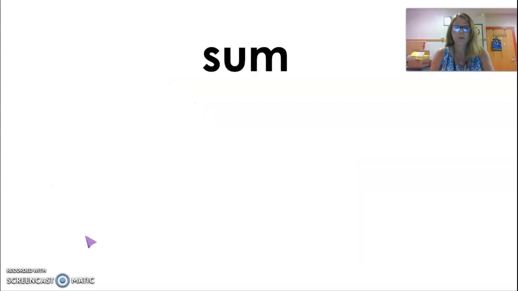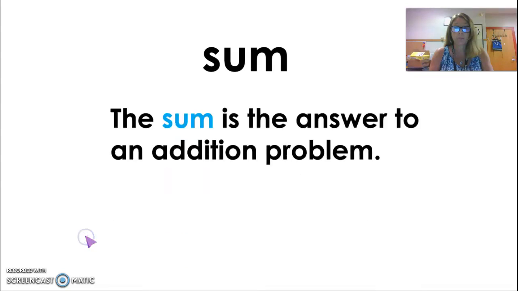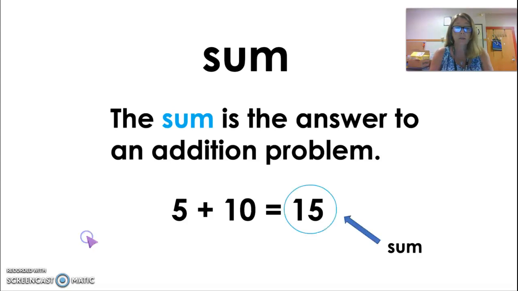Our first word is the word sum. The sum is the answer to an addition problem. In this number sentence, 5 plus 10 equals 15, 15 is the sum.